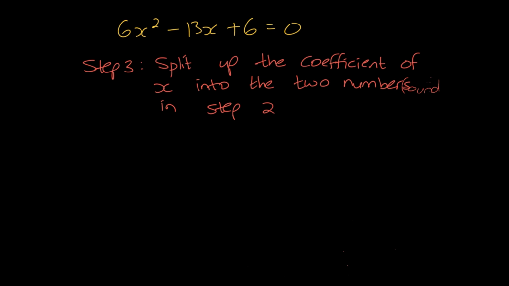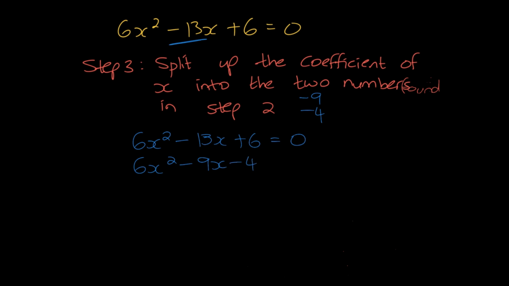I'm then going to move on to step 3, where I'm going to split up the coefficient of x, which was minus 13, into the two numbers found in step 2. And remember, those numbers were minus 9 and minus 4. So we're going to say 6x squared minus 13x plus 6 equals 0, and we rewrite it as 6x squared minus 9x minus 4x plus 6 equals 0. So we've split up the minus 13 into minus 9 minus 4. And that is step 3.